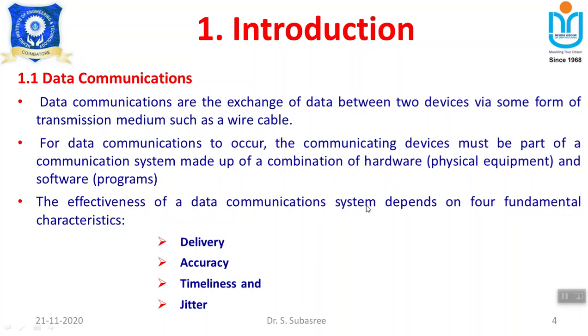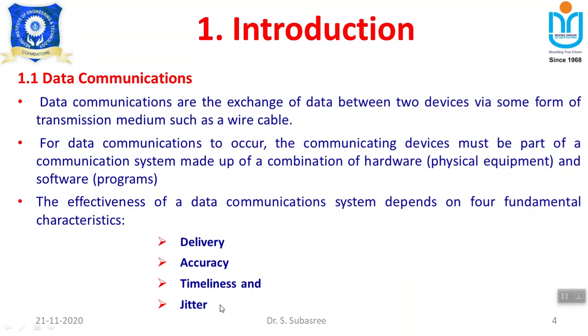As far as delivery is concerned, whatever data is forwarded by the source should be delivered to the destination or not. As far as accuracy is concerned, whether the entire data forwarded by the source is handed over to the destination without any modification. That is very, very important. That is the meaning of accuracy. Timeliness is nothing but whether the source sends data to the destination within the time limit. So there is a TTL, time to live, within which the data should be delivered to the destination.